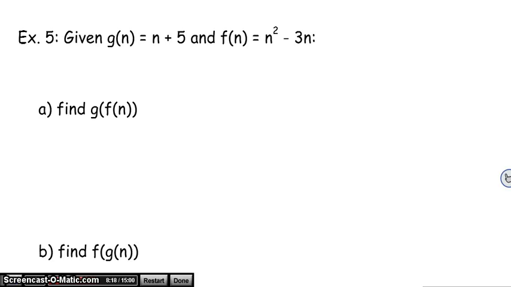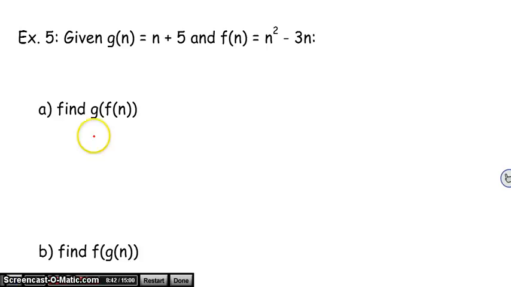Let's try that one more time. Now this time, we're still using functions g and f, but the variable is different. It doesn't matter what the variable is. This time we're going to use the letter n. So in this problem, g of n is equal to n plus 5, and f of n is equal to n squared minus 3n. So let's find g of f of n.